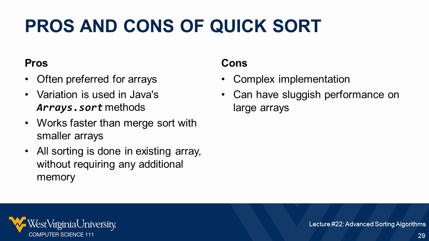One nice advantage of quicksort over merge sort is that while merge sort requires those temp arrays to store our left and right halves as we stitch everything together, quicksort doesn't require that. Everything is done in the existing array. So it has fewer memory demands, which if you're sorting a ton of data, can sometimes be an advantage.